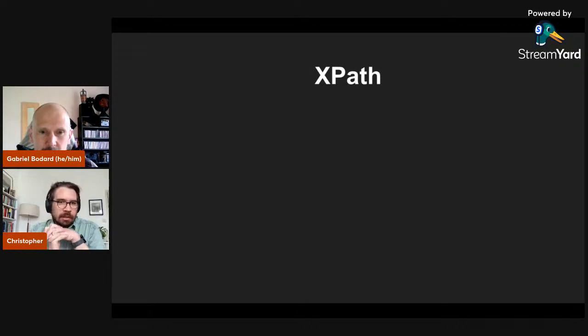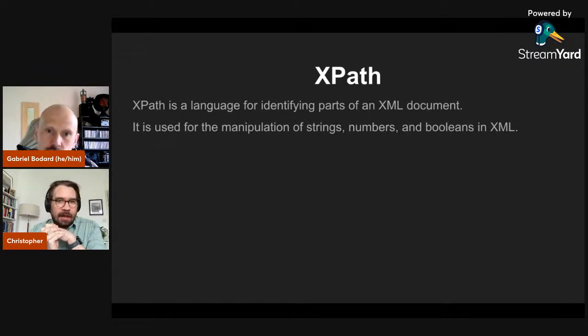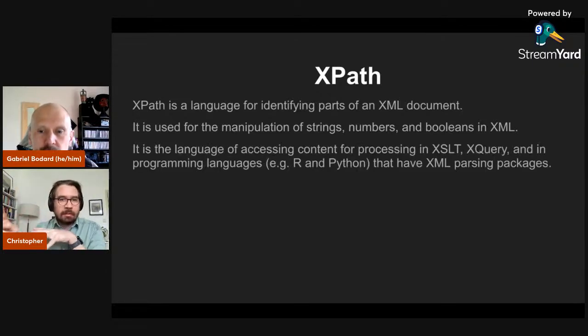Yeah, so what you were just showing, Gabby, is all about presentational features of an HTML page. With XPath, we might be interested in identifying parts of an XML document for presentational purposes, but strictly speaking, we're using XPath instead to go into the XML data and identify parts of it for manipulation of strings, numbers, Boolean values, etc. And it's the kind of building block of accessing content in the XML document for further processing in XSLT, which down the road might include some CSS, of course.